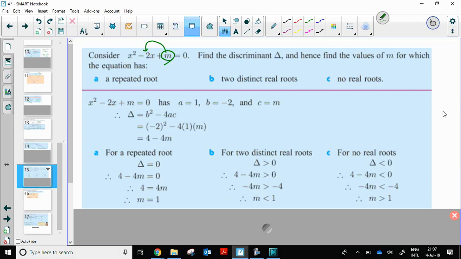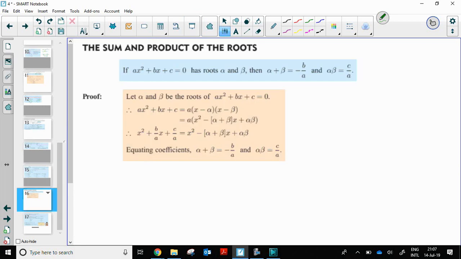All right, while we're talking about roots, let's talk about their sum and product. This is really important. In a quadratic, if we know that its two roots happen to be, we'll call them alpha and beta, then the sum of alpha and beta is going to be equal to negative b over a, and the product of alpha and beta is going to be c over a. And again, we have a proof down below if you're interested in that sort of thing.